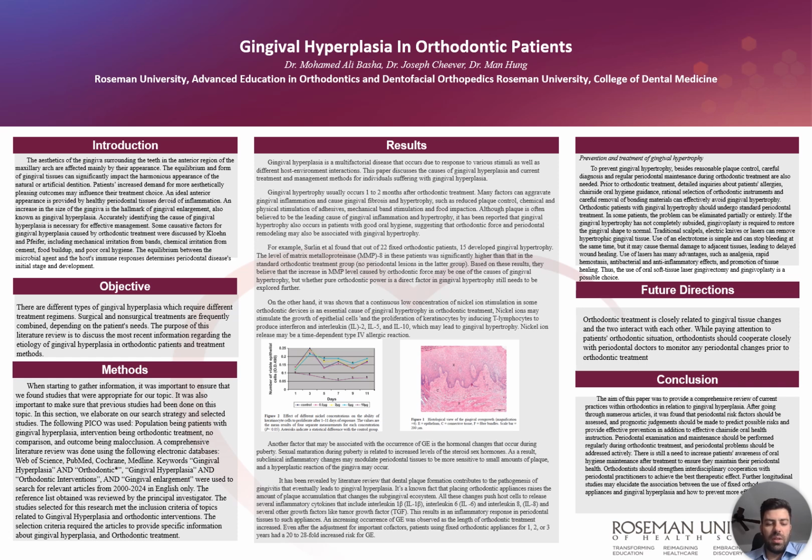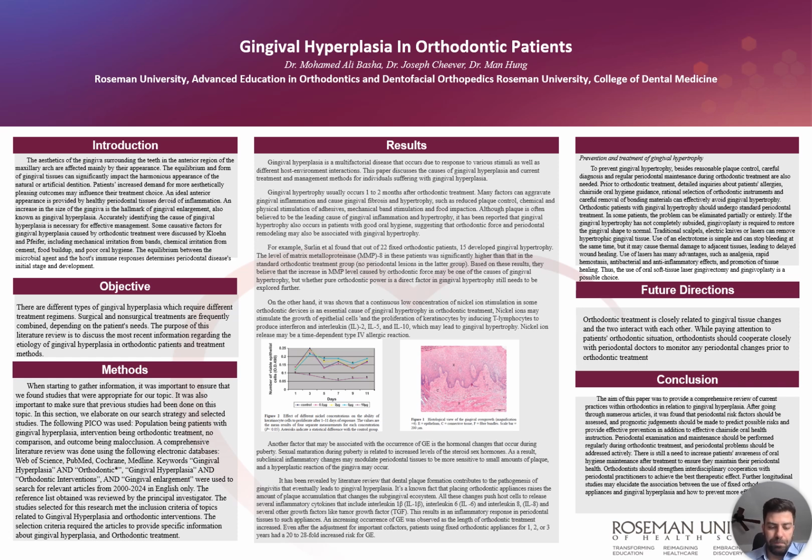Many factors can aggravate gingival inflammation and cause gingival fibrosis and hypertrophy, such as reduced plaque control, chemical and physical stimulation, adhesives, mechanical band stimulation, and food impaction. Although plaque is often believed to be the leading cause of gingival inflammation and hypertrophy, it has been reported that gingival hypertrophy also occurs in patients with good oral hygiene, suggesting that orthodontic force and periodontal remodeling may also be associated with gingival hypertrophy.